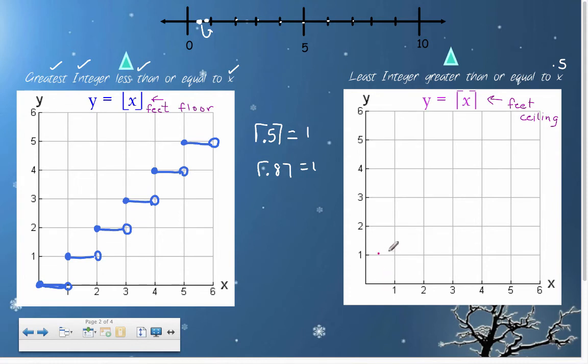So 0.5 would round up to 1. 0.8 would round up to 1. Everybody would round up to 1. Even 1 would round up to 1. But 0 would go to 0. So since 1 would round up to 1, we put an open circle here. 2 would round up to 2, but 2.1 would round up to 3. So we put an open circle. And see the difference?